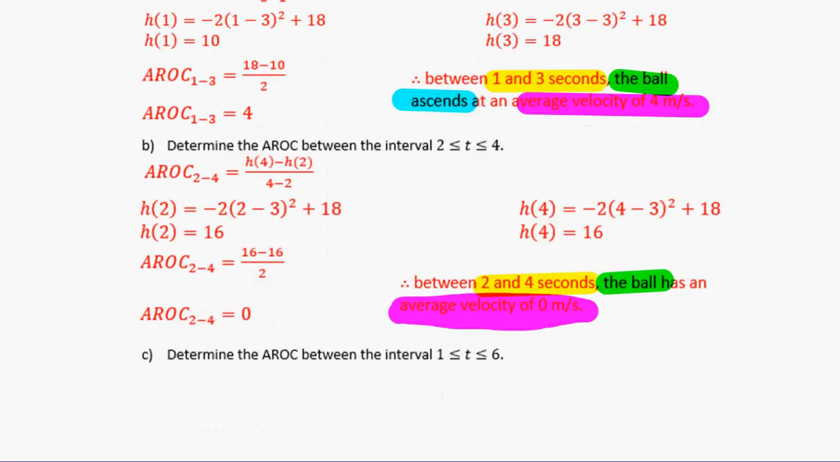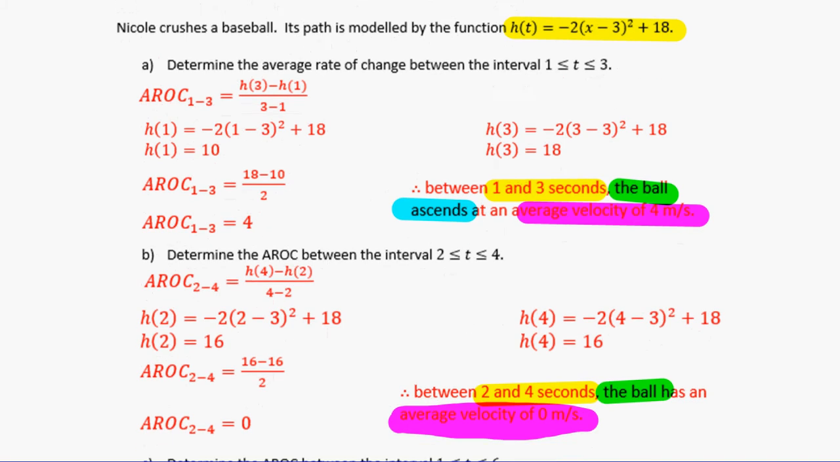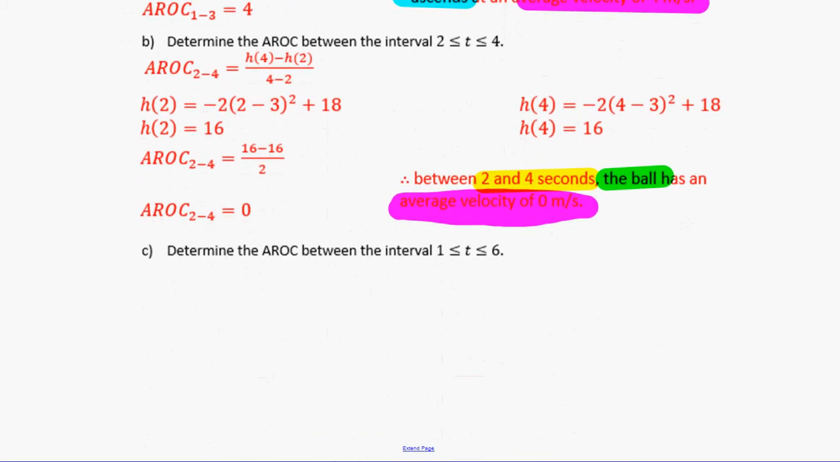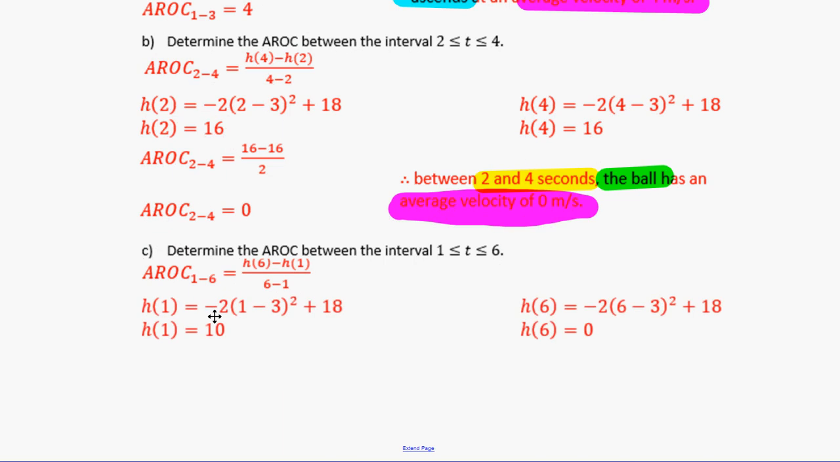And hopefully you see that the actual equation from the graph and the equation actually match. So I'm really just redoing these questions again. Here 1 to 6. So again, first thing I do, here's my equation. AROC from 1 to 6 is h of 6 minus h of 1 all over 6 minus 1. Again, fancy way to write slope. I find what these two values are. So I find that h of 1 is 10 by plugging in 1 for x, and h of 6 is 0 by plugging in 6 for x and solving.